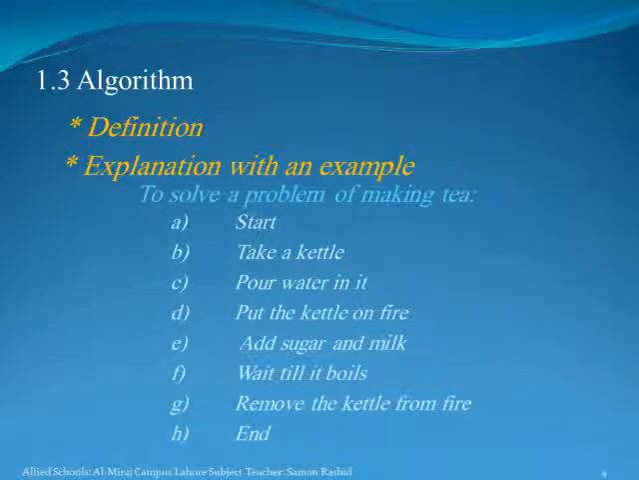Algorithm. Definition. An algorithm is a set of steps to solve a problem. An algorithm must be written in a natural language so it is easy to understand by humans. Here is an example of an algorithm for making tea.